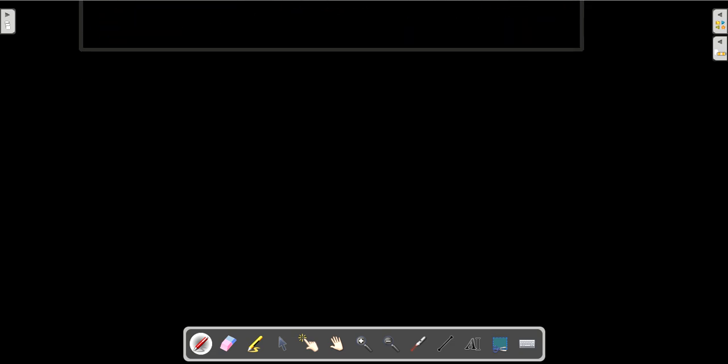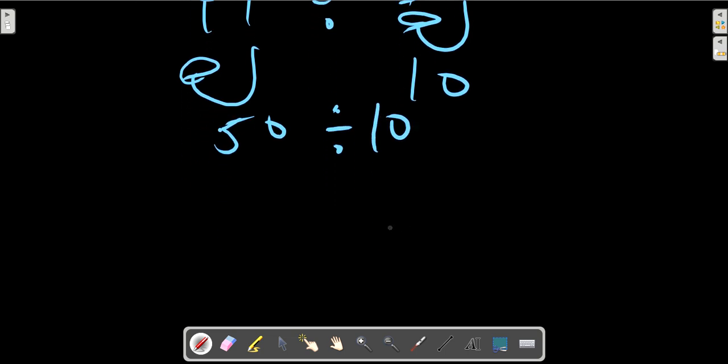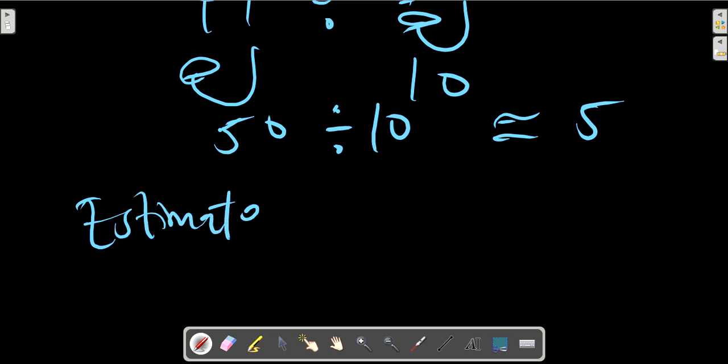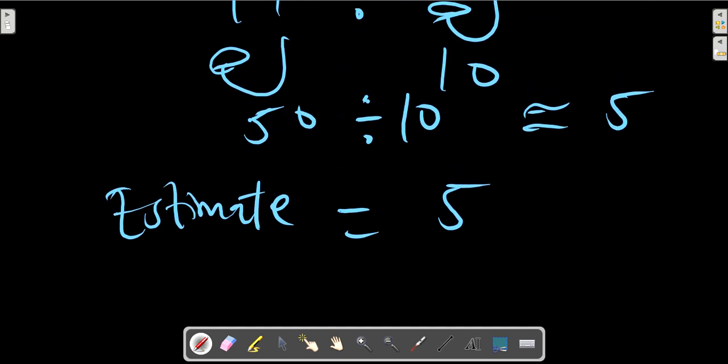We could also do a quick division estimate. We could have something such as 49 divided by, say, let me make this 11. Now this rounds to 10. This also rounds to 50. So we have a new division expression, 50 divided by 10. And this is just going to be approximately 5. So the estimated value we're going to get is 5. This is not the exact value, but it's going to be pretty close to the actual calculation if this is plugged into a calculator. Now we could also estimate cost and some other things.